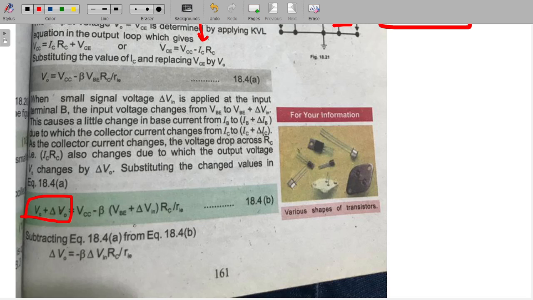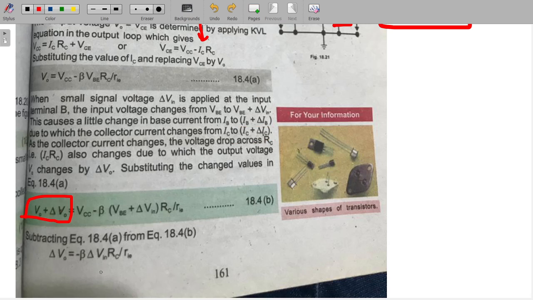It is also increased by delta V. So this was the output voltage. It is increased by delta V naught. This is the input voltage, which is increased by delta V in, and that's it. That's pretty much it. So we aren't using any current values here. Otherwise, we would have used these values as well.